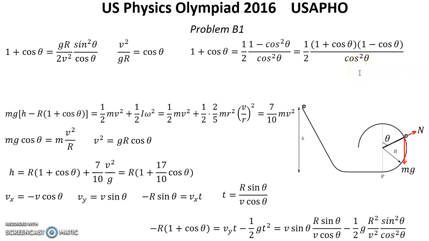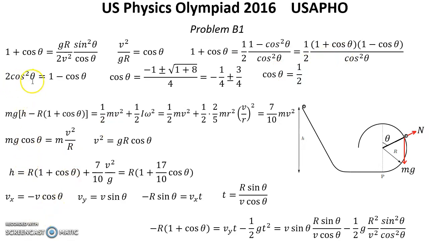Now we can simplify it because we can cancel 1 plus cosine theta from both sides, and we have a quadratic equation: 2 cosine squared theta equals 1 minus cosine theta. It has two roots, one negative and one positive. Of course, we are interested in the positive one.